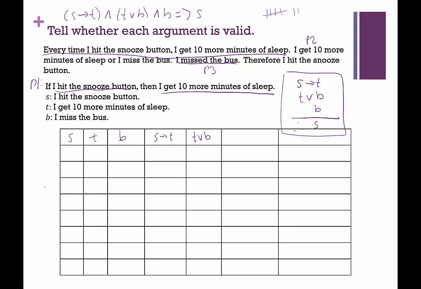Now we need the conjunction of the premises. I'm not sure I'm going to be able to squeeze this in. I'm going to try. So we have S, then T, and T or B, and B. Oh, I got it. And then our final column, we're going to have S, then T, and T or B, and B implies S. Just labeling these, this is premise 1 and premise 2 and premise 3.